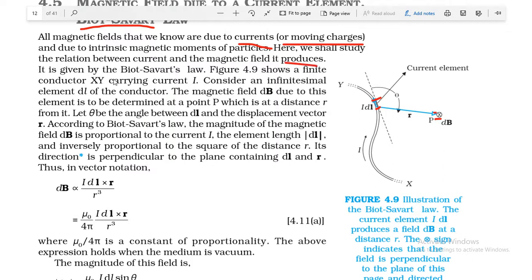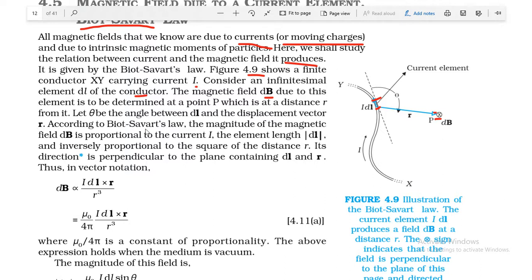It is given by Biot-Savart's law. Figure 4.9 shows a finite conductor XY carrying current I. Consider an infinitesimally small element dl of conductor. So we are taking here this dl, it is very small. The magnetic field dB, taken as dB because it is due to the very small element dl, is to be determined at point P, which is at a distance r from it. Let theta be the angle between dl and the displacement vector r.